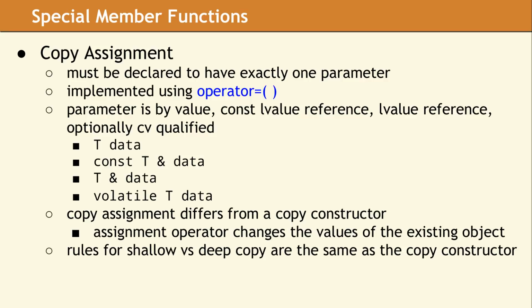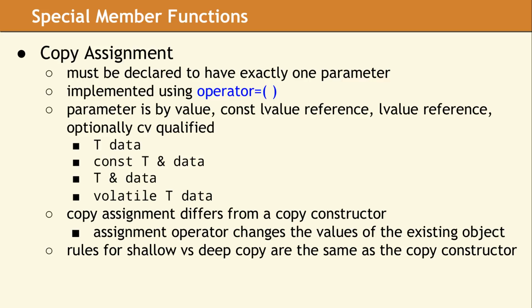The behavior of the compiler-generated copy assignment is similar to the copy constructor we discussed previously. It simply calls the copy assignment operator for all the base classes and all the data members. One other minor difference is that the copy assignment operator can receive its parameter by value.